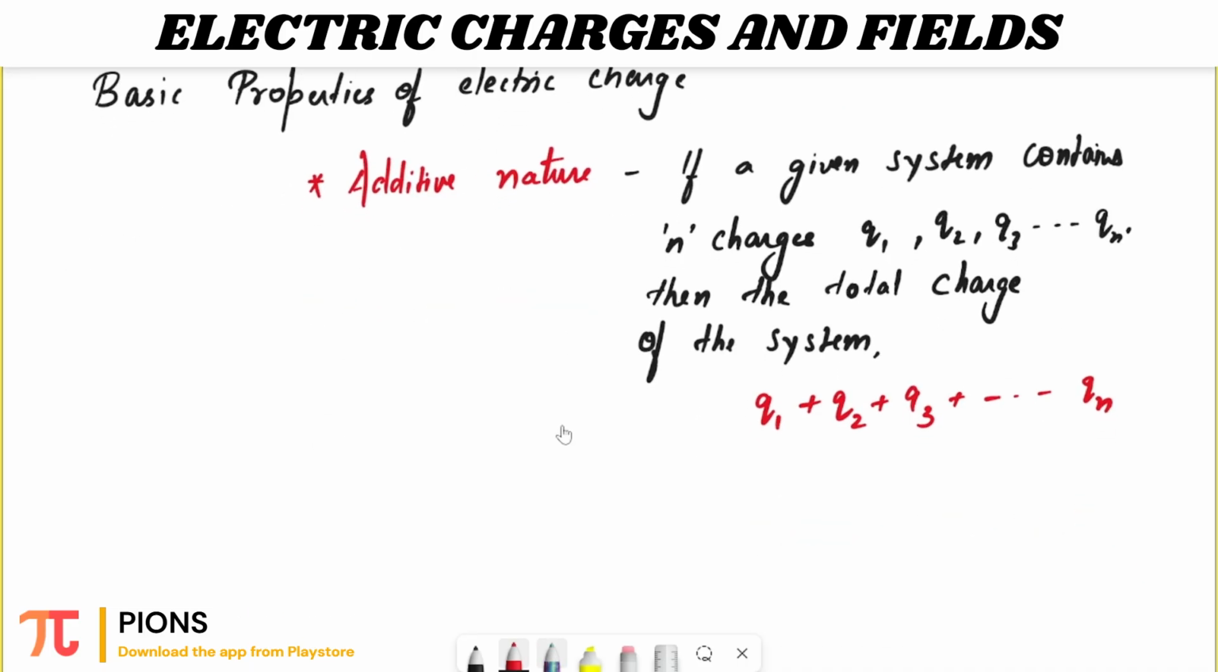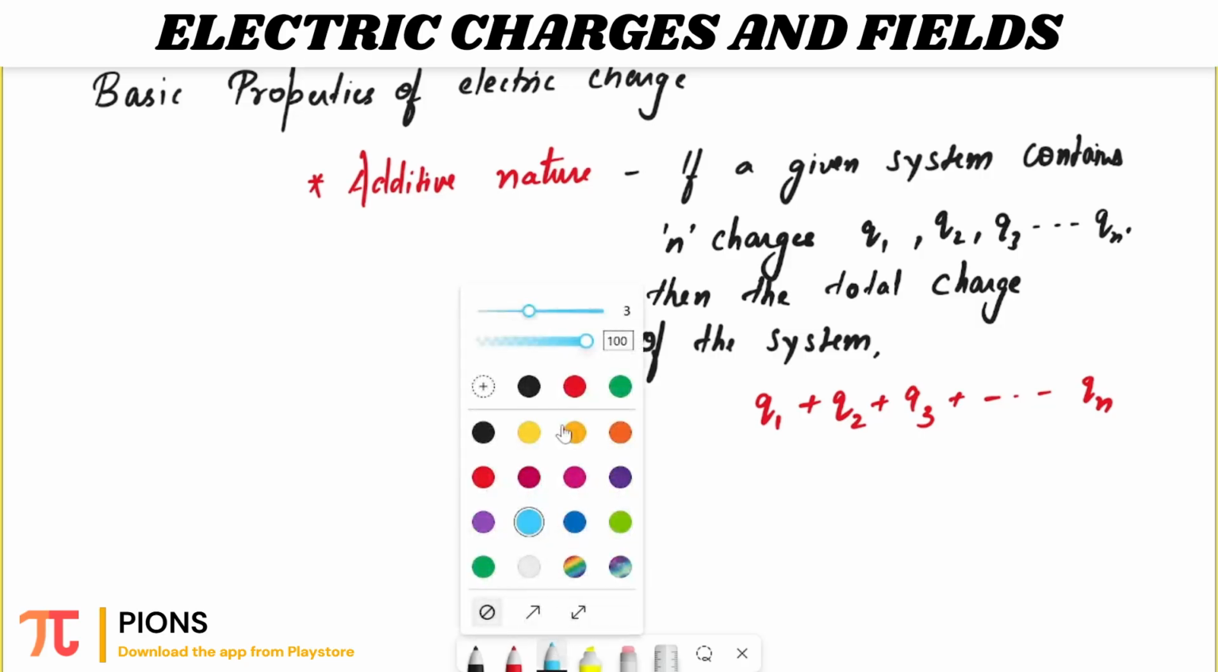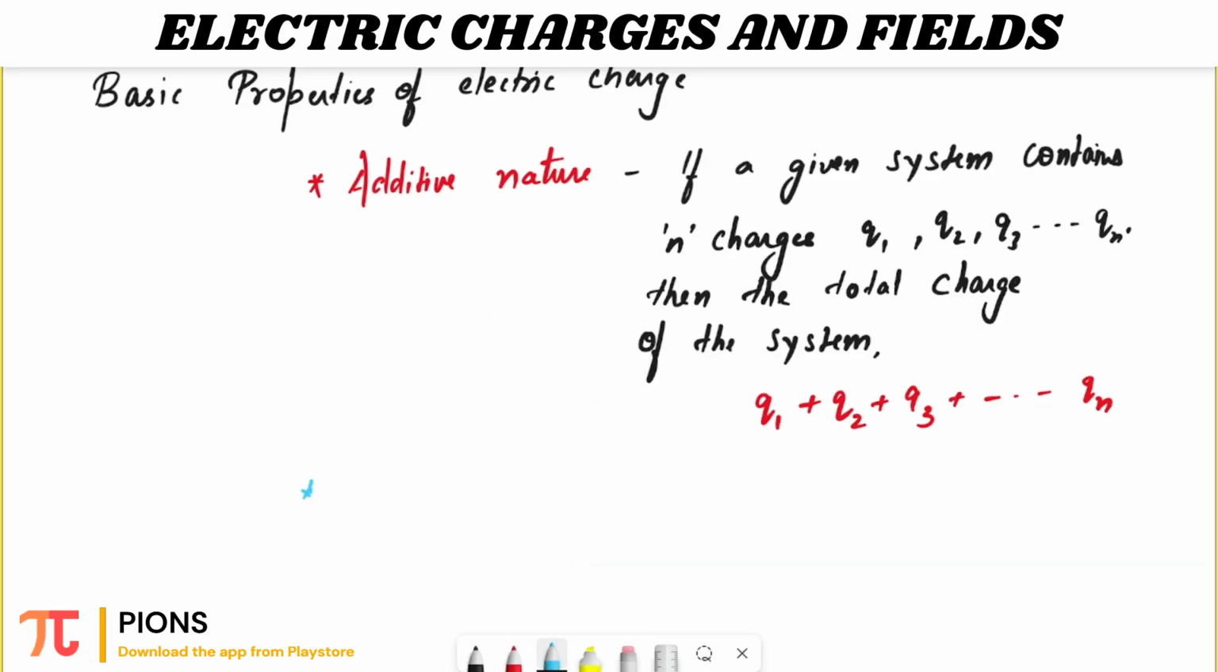Let's move to the second property. So second property, let me write here. So second property is conservation of charge. Many times asked question in exams, conservation of charge. Let's understand what is conservation of charge. Though you can write it like they used to write in class 9th or 8th standard, like charges can neither be created nor destroyed, they can be transferred from one system to another system. That is another way. But since you are in 12th standard, write it in a proper way.